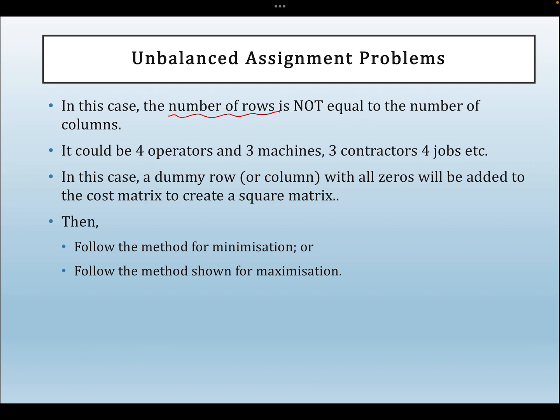This is where the number of rows is not equal to the number of columns. So it could be 4 operators and 3 machines, or 3 contractors and 4 jobs. So you need to add a dummy row or a dummy column with all zeros.